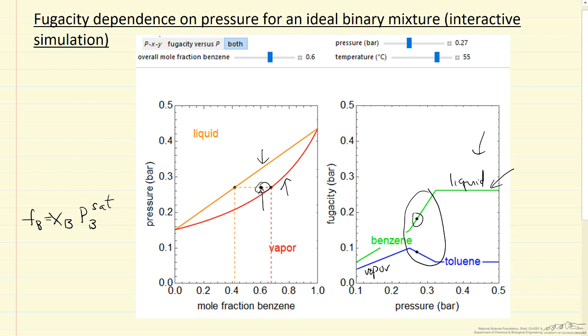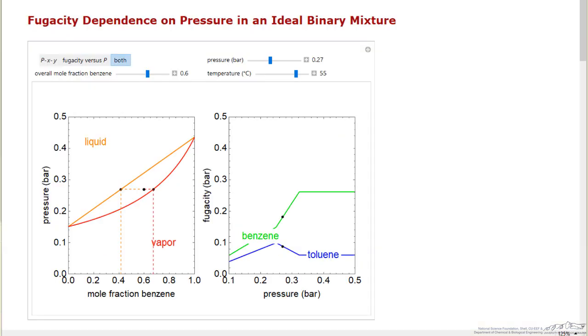The other options here are that we can display just the PXY diagram to make it a bit bigger, or we can display just the fugacity versus pressure diagram. So here is the interactive simulation.